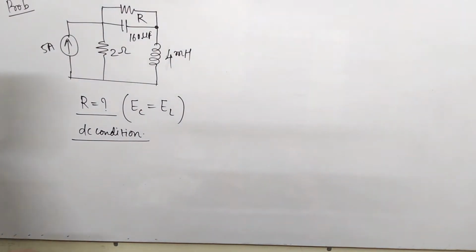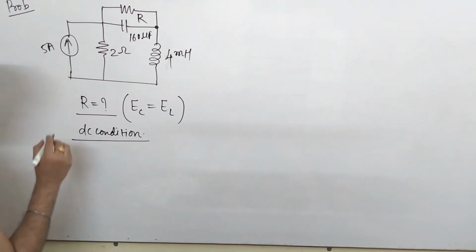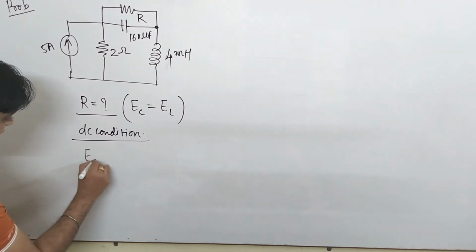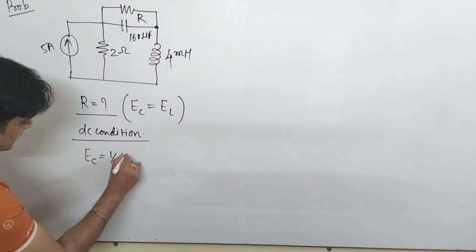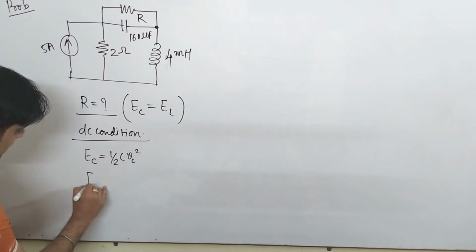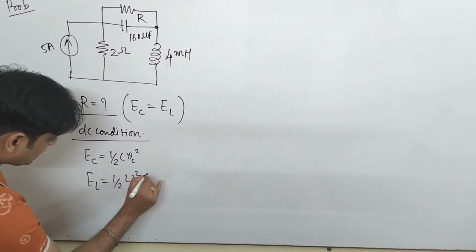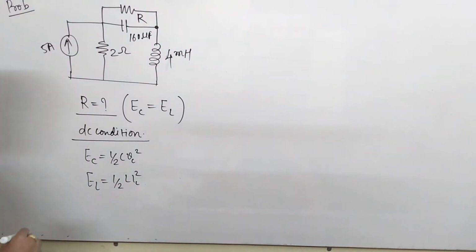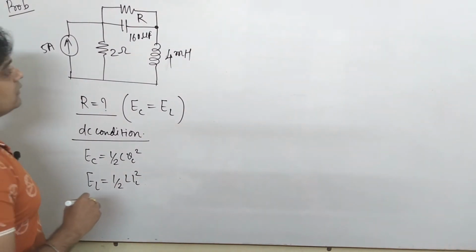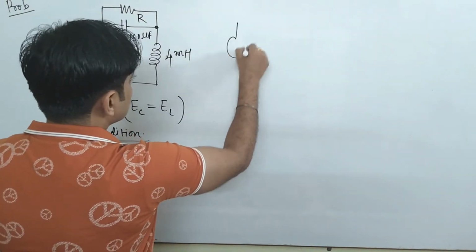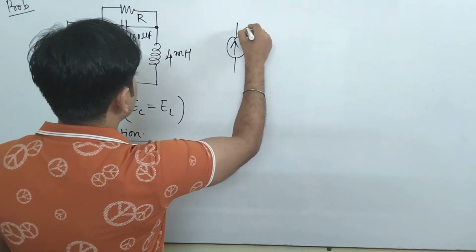Now please see, first of all, EC is equal to EL. That means I can say that EC is 1 upon 2 C VC square and EL I can say it is 1 upon 2 L IL square. The voltage across the capacitor and the current across the inductor. So from here, if I draw this circuit at DC, it comes to be in this manner. Please see.